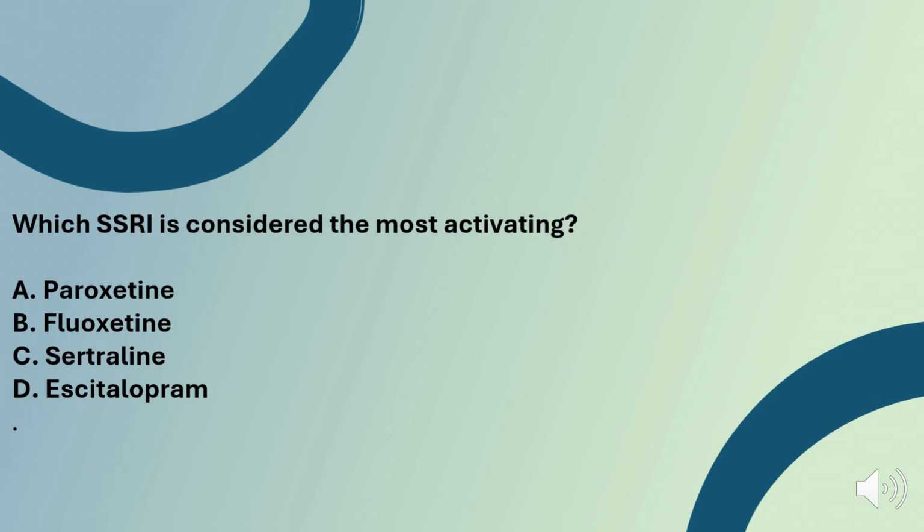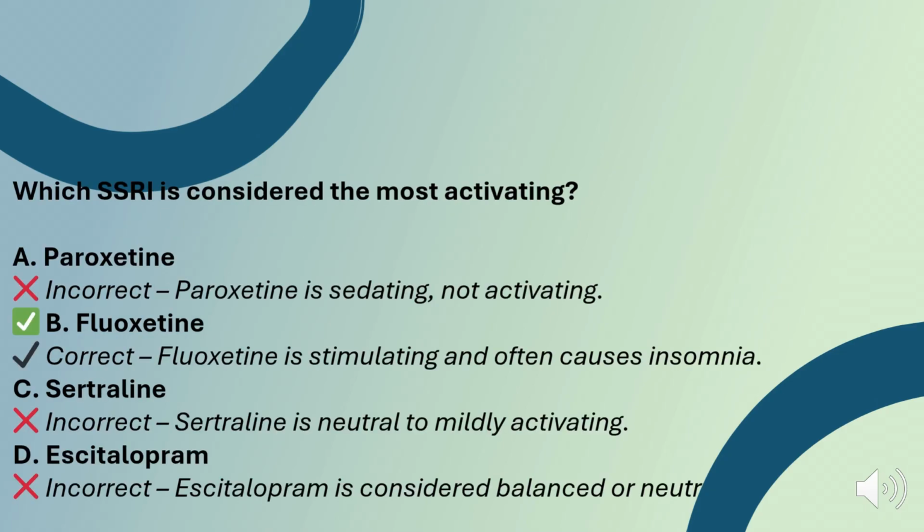And we'll go on to the next slide. So if you said fluoxetine, you are correct. So let's talk about that. Fluoxetine is your activating SSRI. It wakes people up. Paroxetine is the opposite. It's sedating. While sertraline, Zoloft is neutral, and escitalopram is very well tolerated and gentle, so it is not activating.